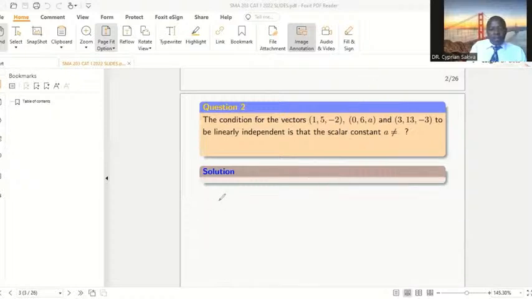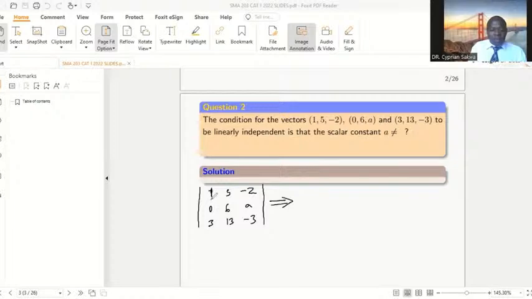Now, I said that we can also use determinants. How are we to use determinants? So we write these vectors as a matrix. This is 1, 5, -2, you have 0, now 6, a, then you have 3, 13, and -3. Now we know that for these vectors to be linearly independent, the determinant should not be equal to 0. So I want to get the determinant, and we know how to get the determinant. There are very many ways of getting the determinant. I showed videos on how to get the determinant in so many ways.